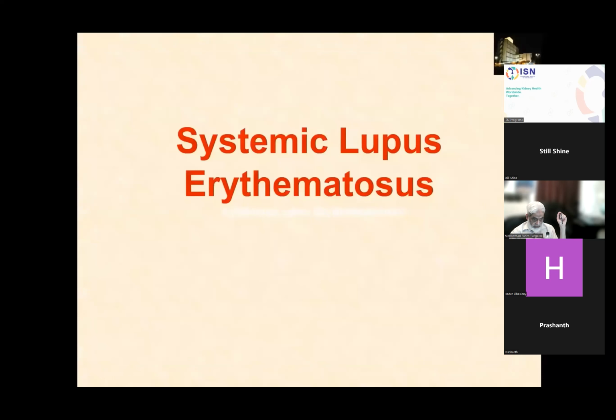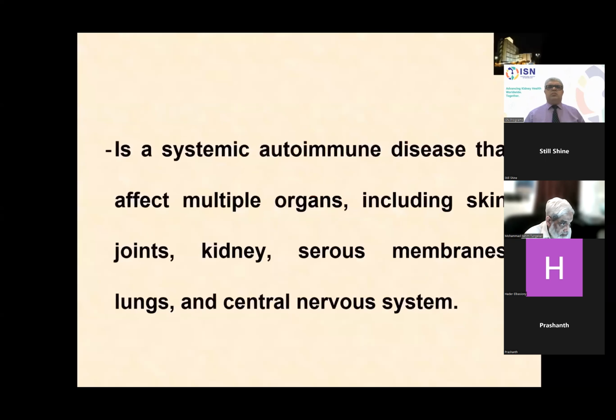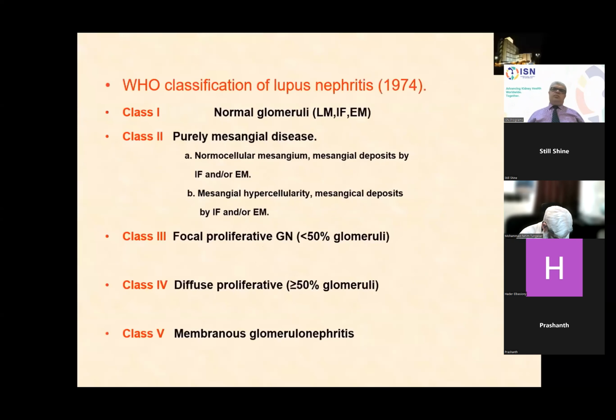Now we'll shift to the next item of nephritic syndrome or acute nephritis presented. This is systemic lupus erythematosus. Lupus is a systemic autoimmune disease that affects multiple organs, including skin, joint, kidney, serous membranes, lung, and central nervous system. And this is all classified by WHO, which involved here the 5 classes of lupus nephritis.